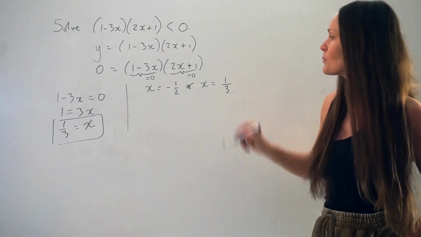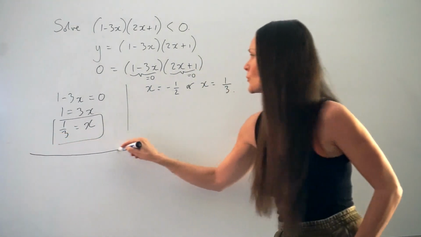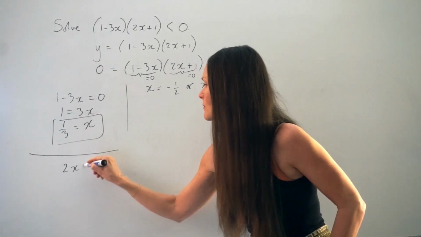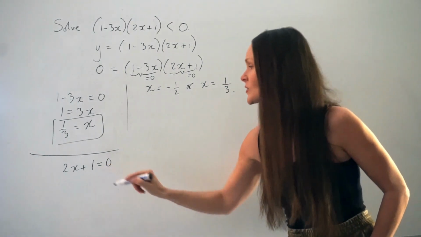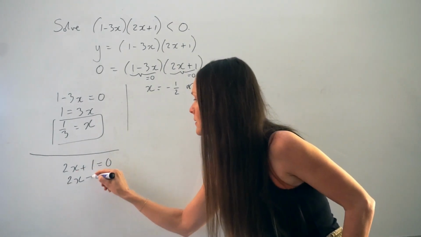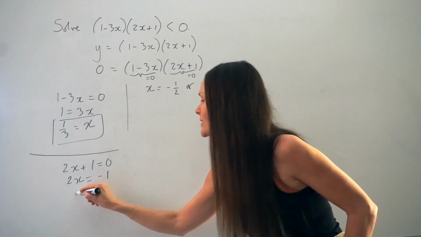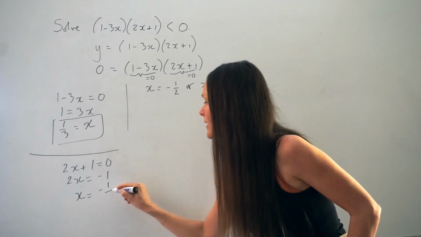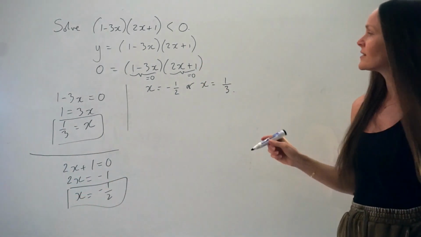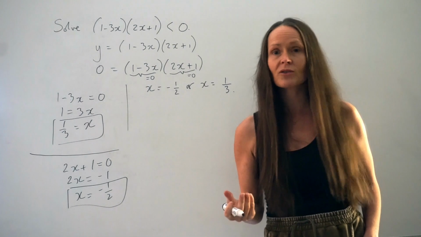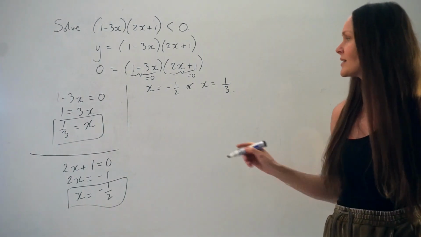Then if we take this bracket here, so 2x plus 1 is equal to 0. I'm going to do the same thing, so I'm just solving this equation. So I'm going to subtract 1 on both sides. So I have negative 1, and then divide by 2, which is how I get the negative 1/2. Okay, so these are the 2 points where the quadratic crosses the x-axis.